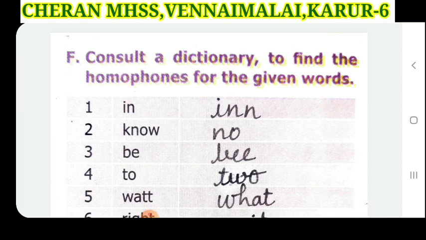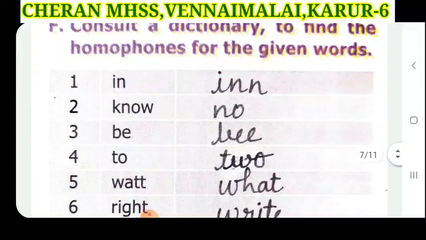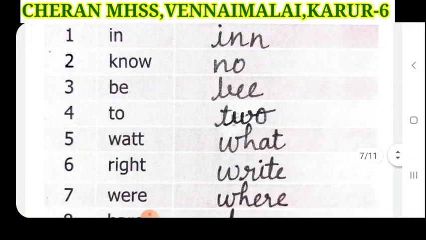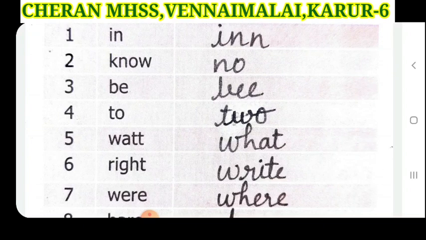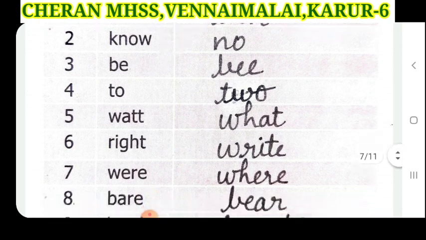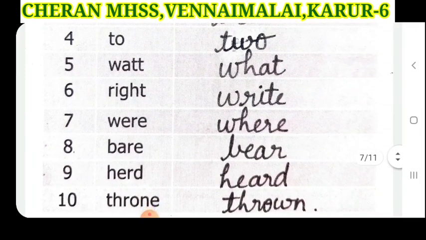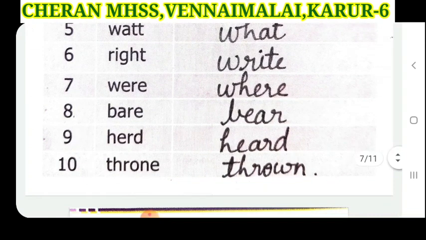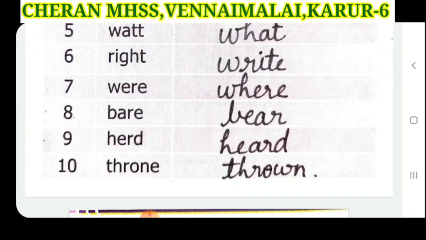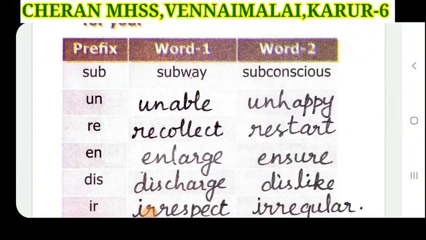KNOW, no. BE, B. TWO, TOO. WATT, what means the unit used to measure current. WHEAT. And RIGHT, WRITE. WERE, where. BARE, BEAR. And the homophone for the word herd, HERD, is HEARD. THRONE, THROWN. And then let's see the next Roman, children.